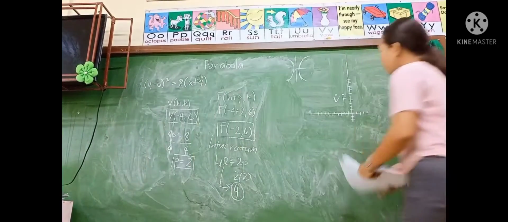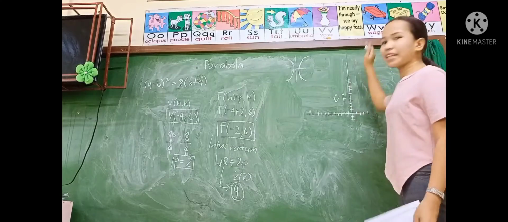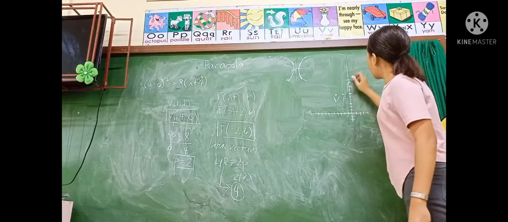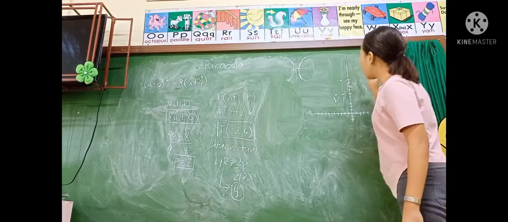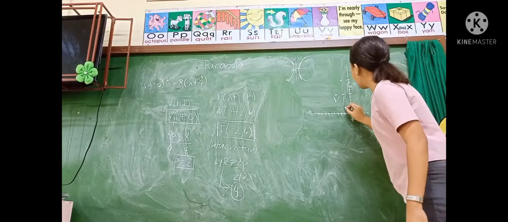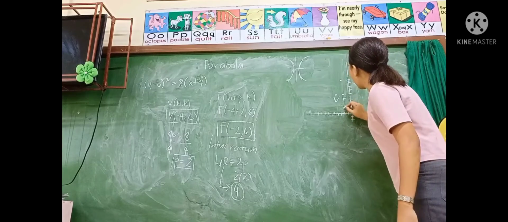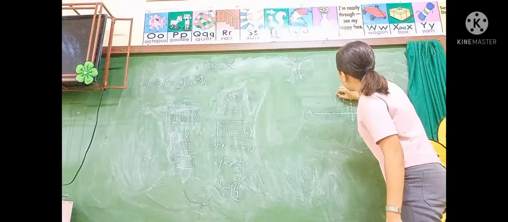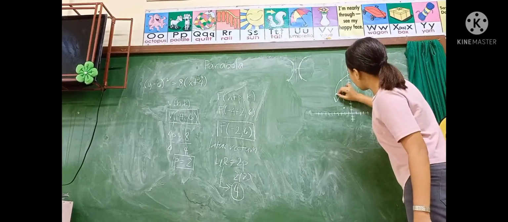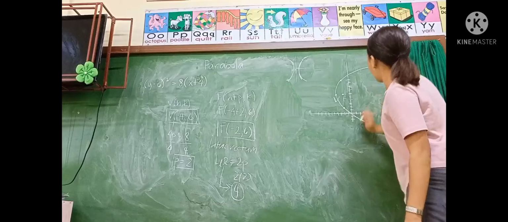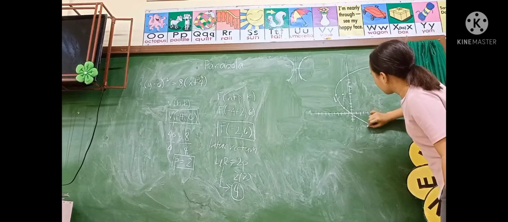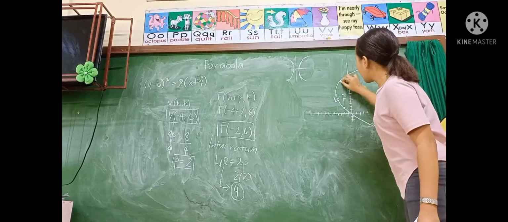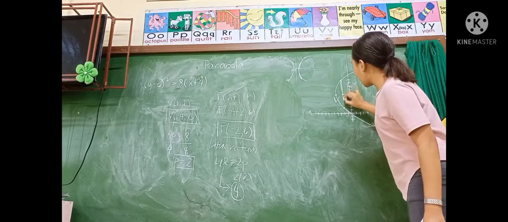So balik po tayo sa graph. So mag-move tayo ng 4 pataas at pababa. 1, 2, 3, 4. Let me check again. 1, 2, 3, 4. Ayan. Katapat po siya ng focus. And then, 1, 2, 3, 4. And then, pwede na po natin i-graph. Okay. And next, we have the vertex, the focus, and what we call this one is the latus rectum.